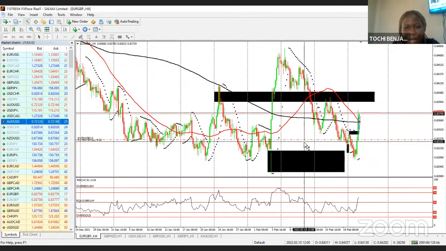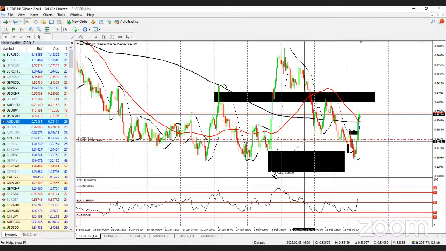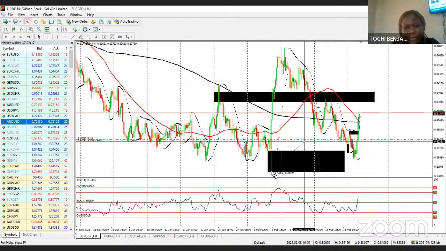So from where I entered to the lowest of this zone is around 45 points. 45.99 is the pipette, which is around 46. And you can see the price at that level. So it is 45 points. Since it's 45, I can decide what to use.